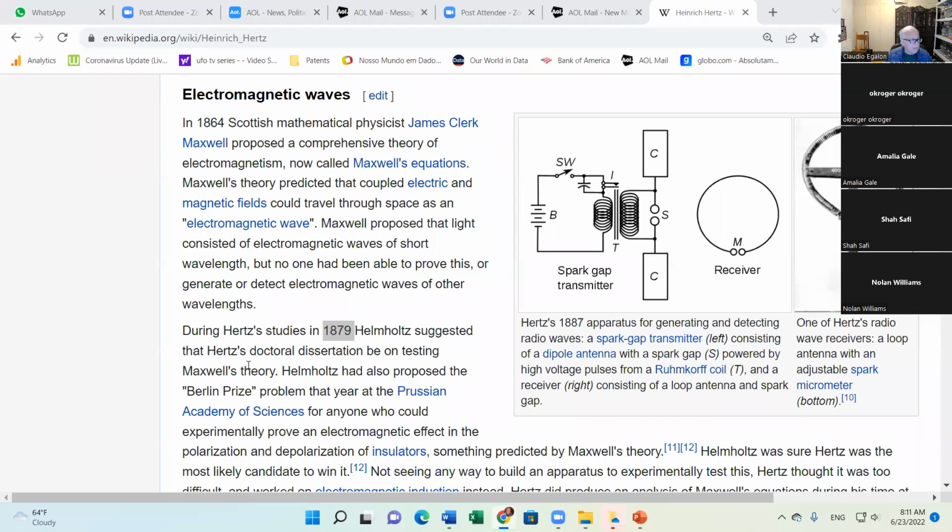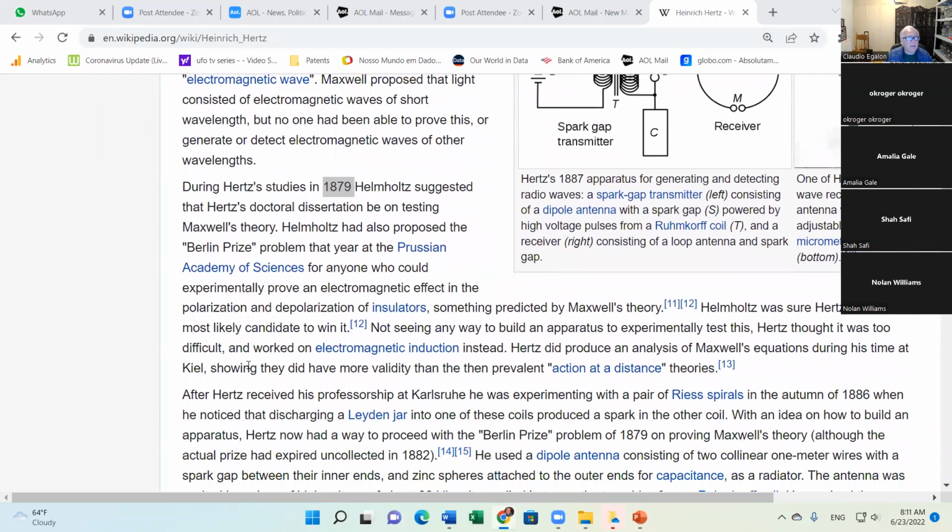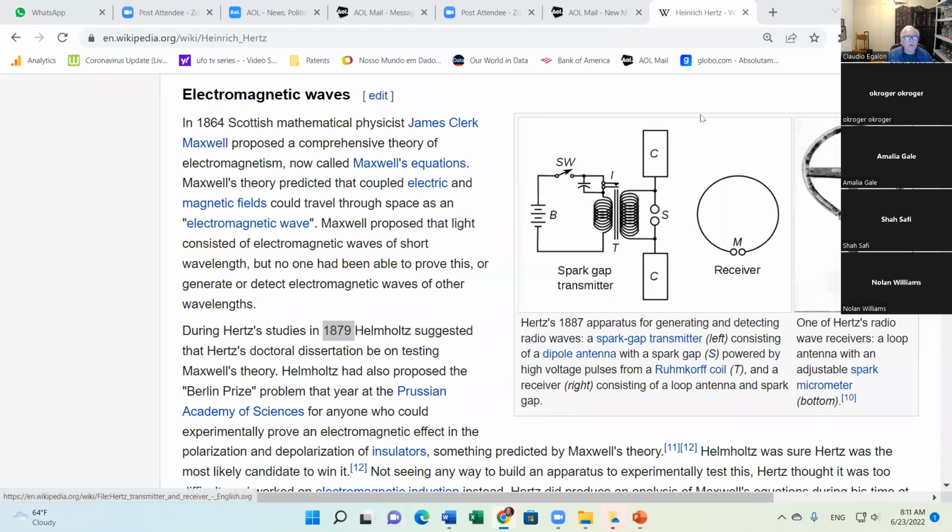Okay, it was a PhD thesis, and then what he did, on the other side of the room, he put this other circuit that was the receiver. Transmitter and receiver, right? No power whatsoever. You don't see any power source whatsoever. It's just the law of induction that we have seen before.